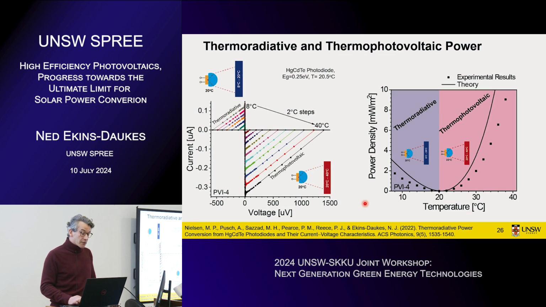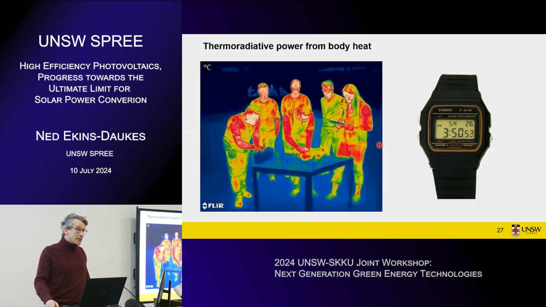But the power densities we're getting are relatively low because the temperature differences we're dealing with here are relatively low. Milliwatts per square meter. In principle, you can get up to watts per square meter if you were to do this really well. But what we have today is enough to power a little wristwatch like this from body heat.